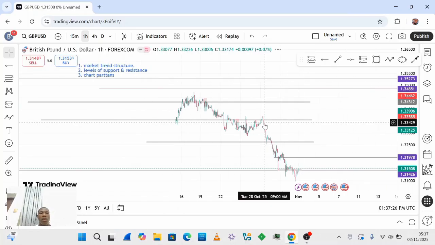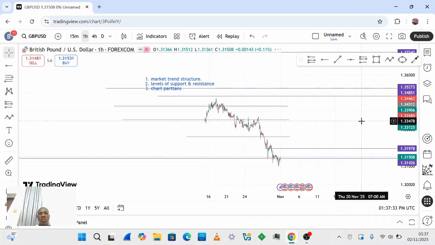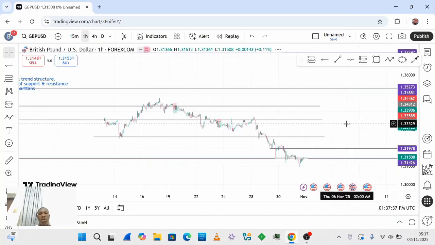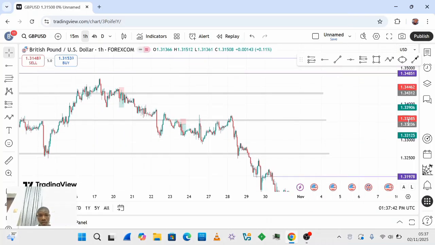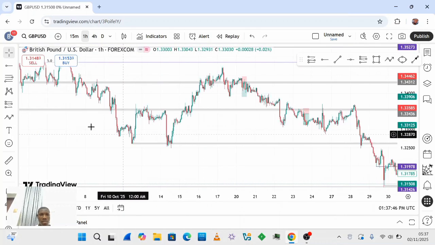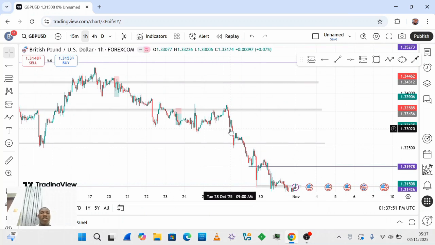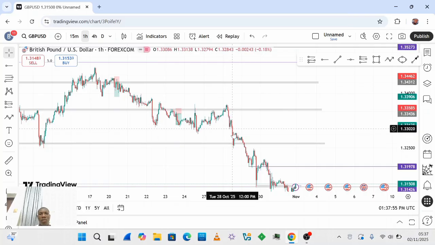This is on the 1 hour time frame. What is wrong with this network? This is on the 1 hour time frame, and the level now is making more sense. It is just based off of the reaction of the market. This is where the market reacted and went off, reacted, and went off just like that.